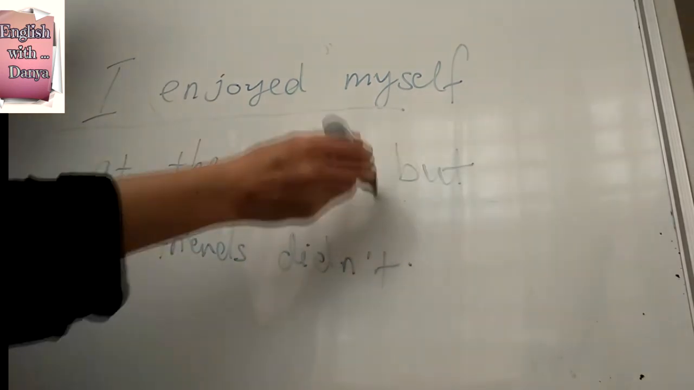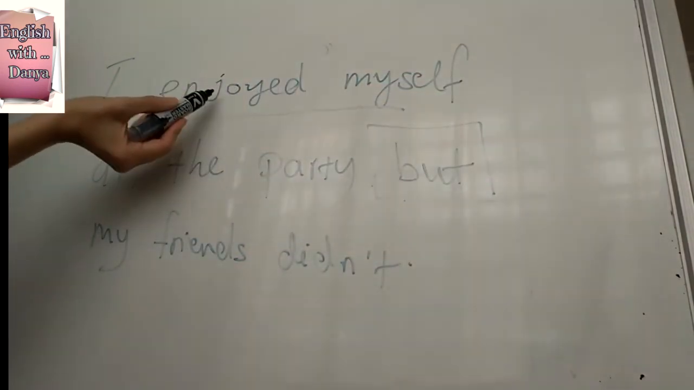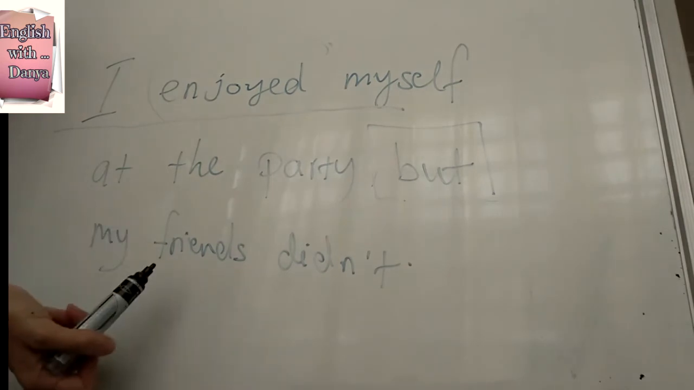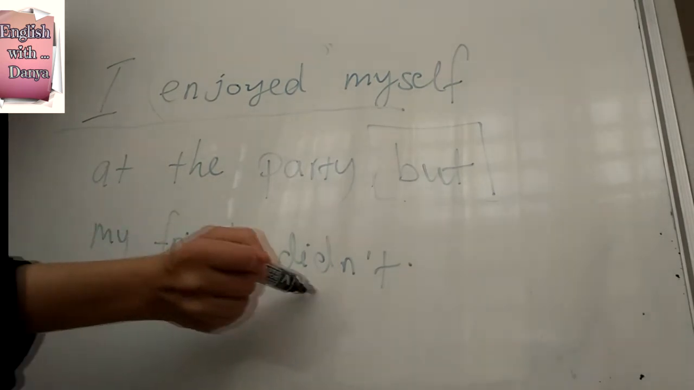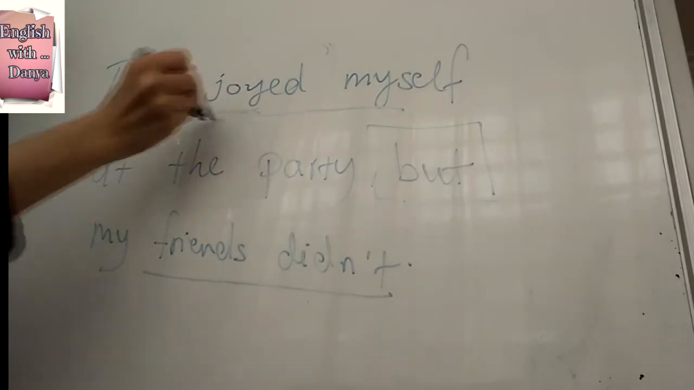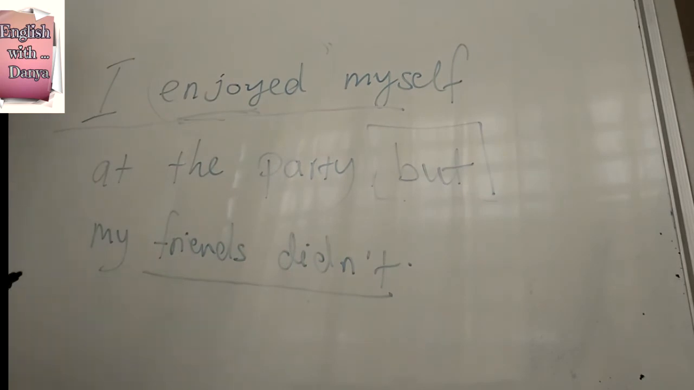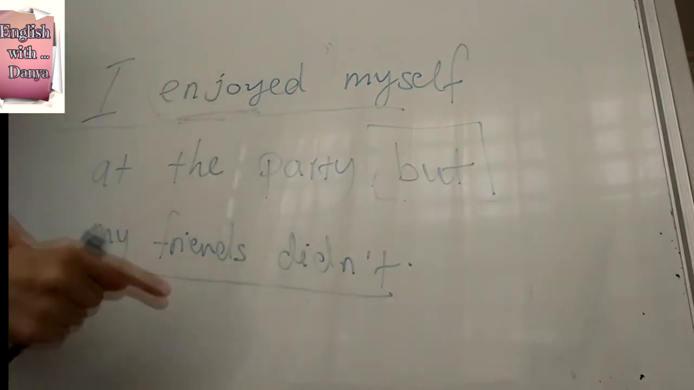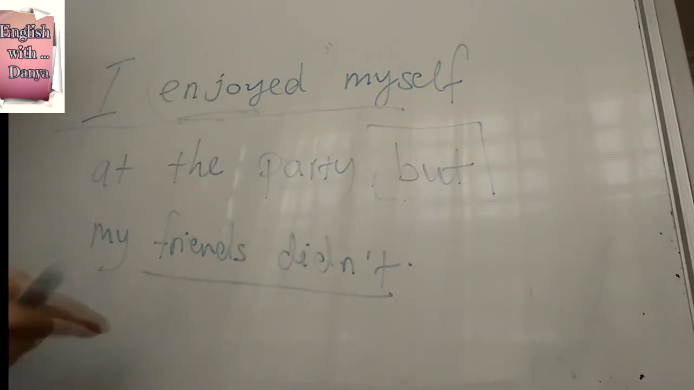So why are we using but? Because the first part of the sentence is different from the second one. The second one is connected with friends who did not enjoy it. But as for the first one, I'm talking about the enjoyability, like I enjoyed myself. So do you see the difference? We use but if the first part of the sentence is different from the second one, right? So that's why we use but.